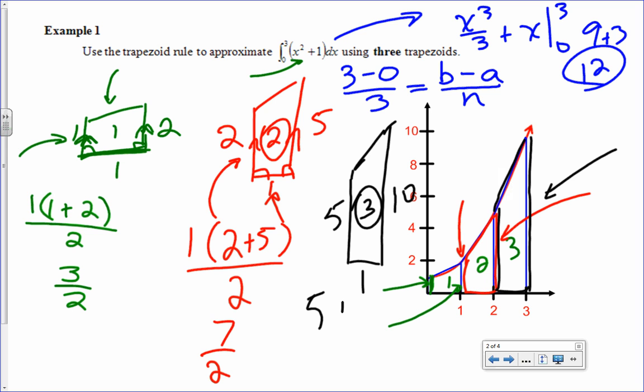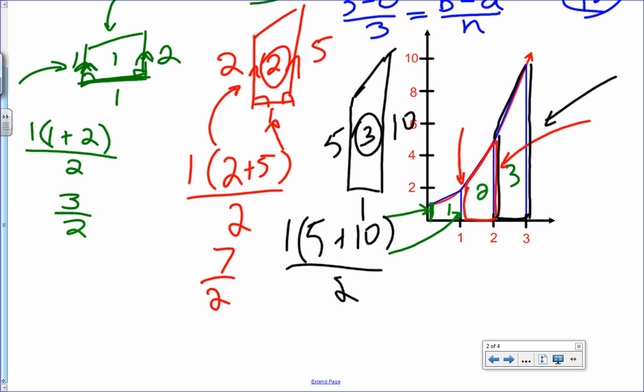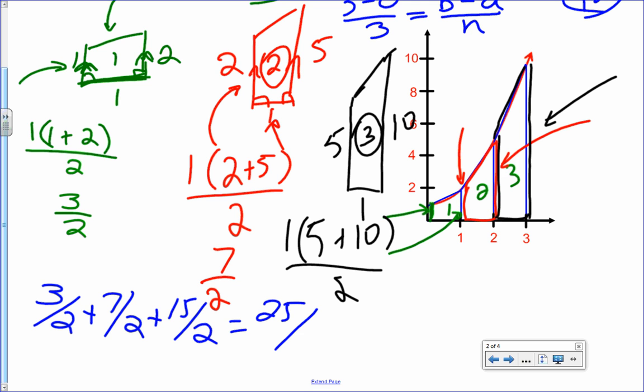So 5 plus 10 times 1 divided by 2 is 15 halves. So basically what we've got here, we'll do it in blue, we have 3 halves plus 7 halves plus 15 halves. Well, luckily enough, we have a common denominator, right? Well, that's kind of nice. What do we have? 25 halves, which is 12.5. So was this approximation actually pretty good?